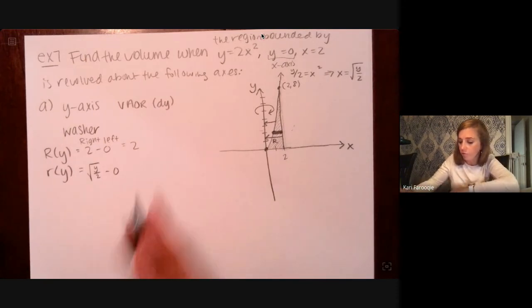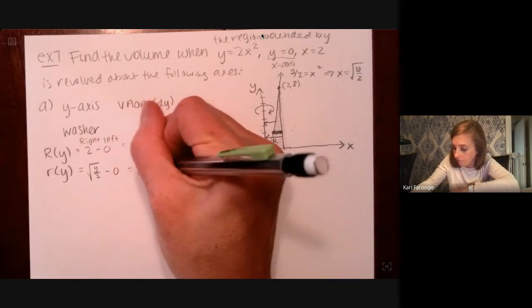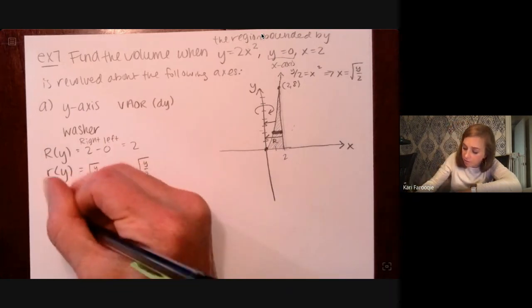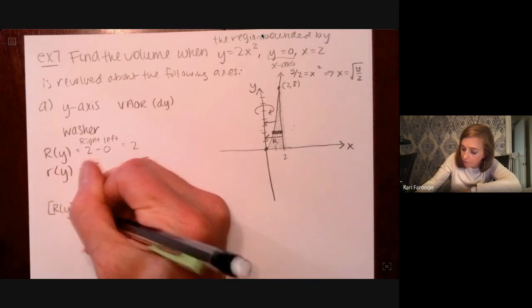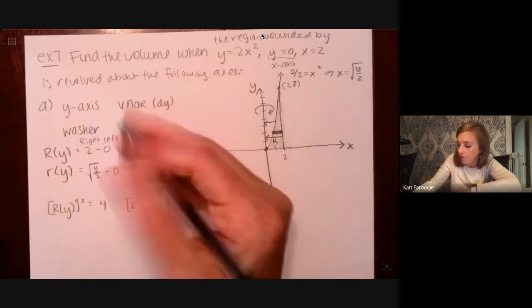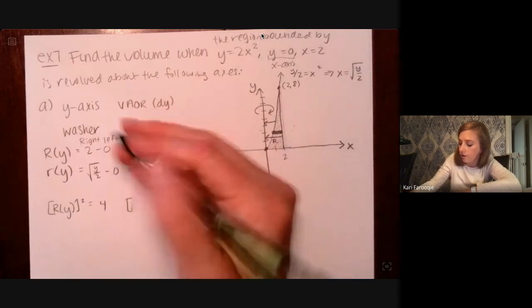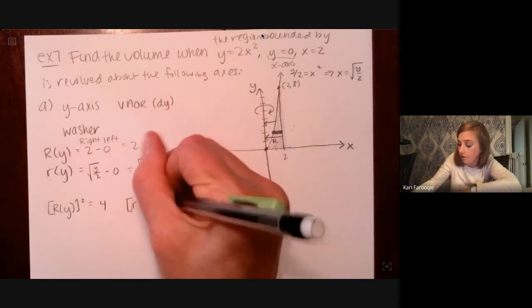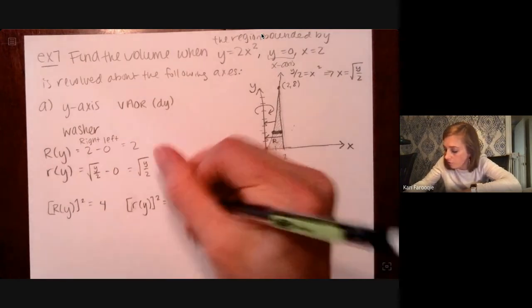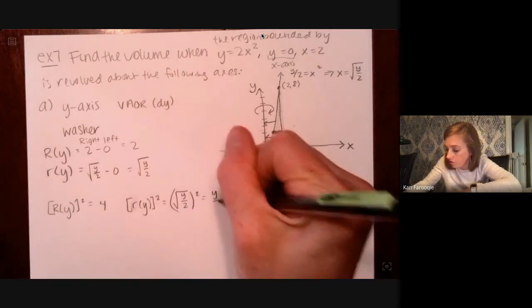So these would be your outer and inner radii. And of course, you're going to square those. Oh, that's supposed to be a little r squared, not little y, sorry. The square root of y over 2 squared is just y over 2.